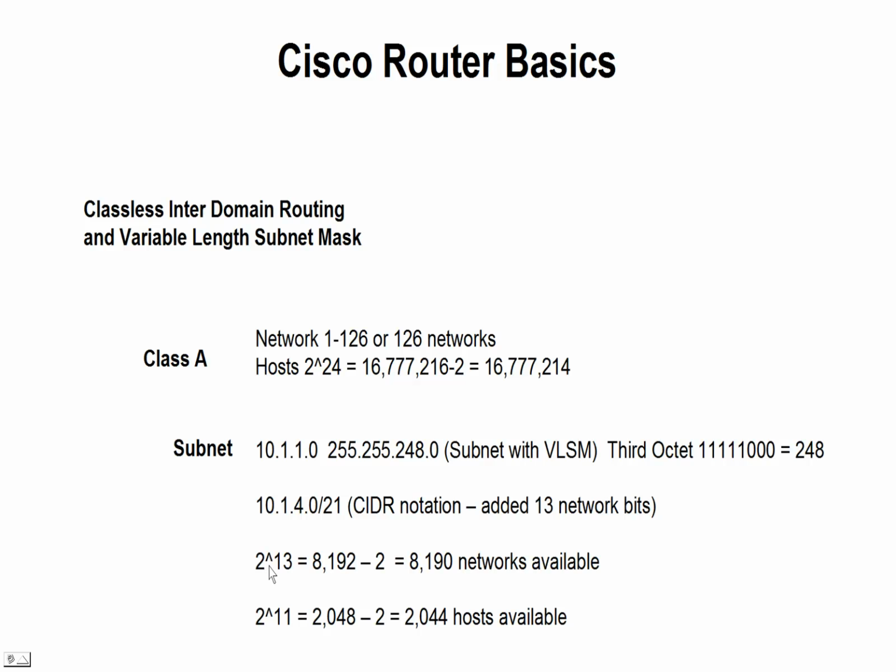Now, we still have 8 bits assigned to this first octet, so now we have 13 bits we're working with. So 2 to the 13th, we come up with a little bit more than 8,000. So take away 2, you get 8,190 networks available. But we've doubled our host range. We've gone 2 to the 11th instead of 2 to the 10th, and we have 2,048 minus 2, or 2,046 hosts available. So this is probably a much better subnet for a Class A, and you might see this in a lot of medium to even large size organizations, and maybe a lot of school districts would come up with this.